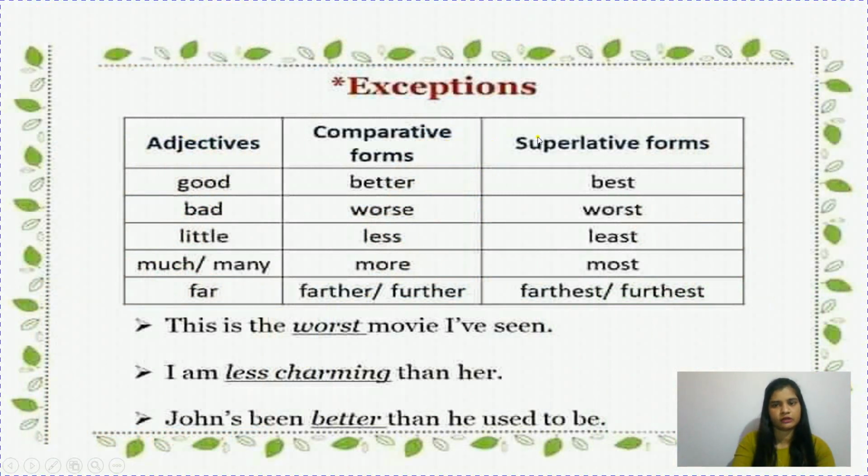Adjectives, comparative form and superlative form. It can also be known as positive, comparative and superlative. So we have already learned good, better, best, bad, worse, worst. Little, less, least, much or many. Like here, you can also write good, you can also write well. Bad, you can also write evil. In the same way, much or many, more, most. Far, farther, further, farthest, furthest.